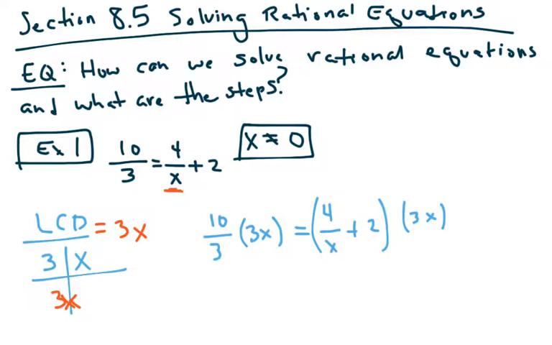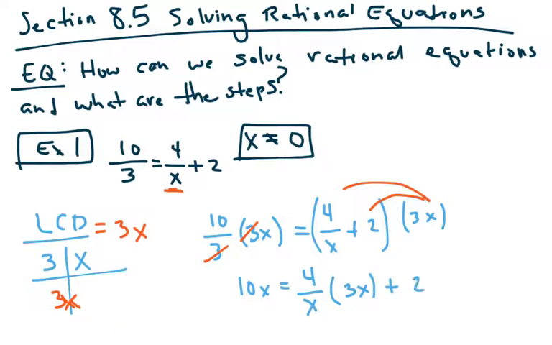So you're going to go through and cancel what can cancel and multiply through. So on this side you see, well, the 3 and the 3 can cancel. And then over here, you need to make sure you distribute that 3x. So really we would have 10x, because the 3 is canceled, equals 4 over x times 3x plus 2 times 3x. Okay, and now we would do some multiplication. So here you can see the x and the x cancel. So we're left with 4 times 3.